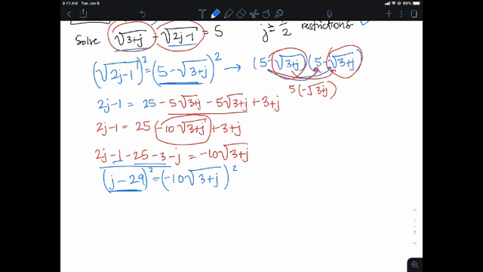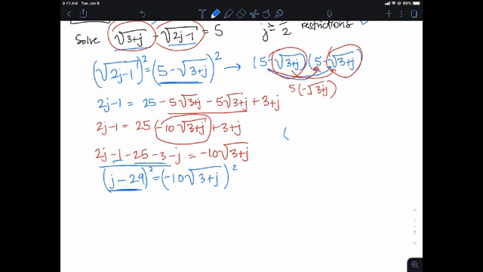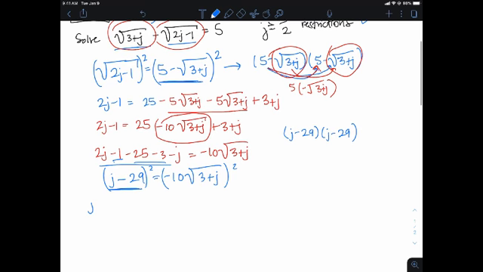Again, remember that's the same thing as j subtract 29 times j subtract 29. So I'm going to get j squared minus 29, so minus 58j, and then negative 29 times negative 29 plus 841.